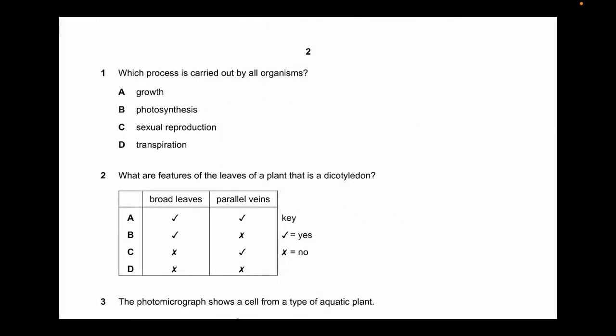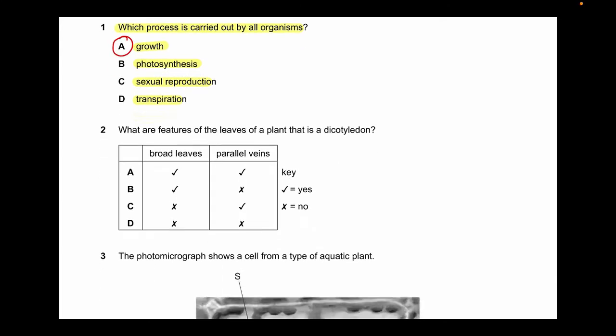Question number 1. Which process is carried out by all living organisms? Growth, photosynthesis, sexual reproduction, transpiration. Guys, this is a very common question and we know that all living organisms grow. So option A is the correct answer.